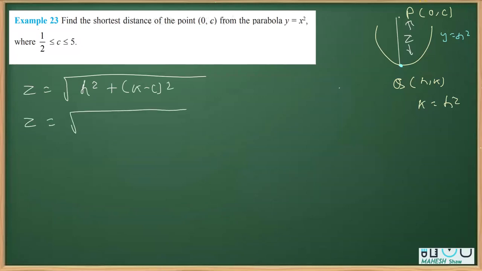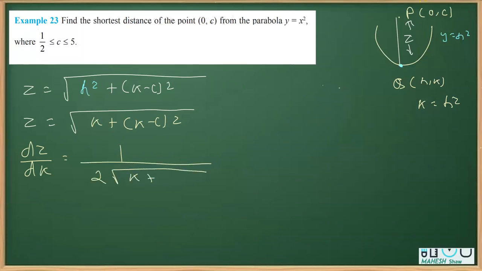Now, before we find the derivative, we can do some substitution. I can replace this h squared with k. So this is the square root of k plus (k minus c) whole squared. Now apply the derivative, differentiating both sides with respect to k, taking k as the variable. The derivative of root x is 1 by 2 root x, so 1 by 2 times root of k plus (k minus c) whole squared, and applying the chain rule, the derivative of the inside is 1 plus 2 times (k minus c).